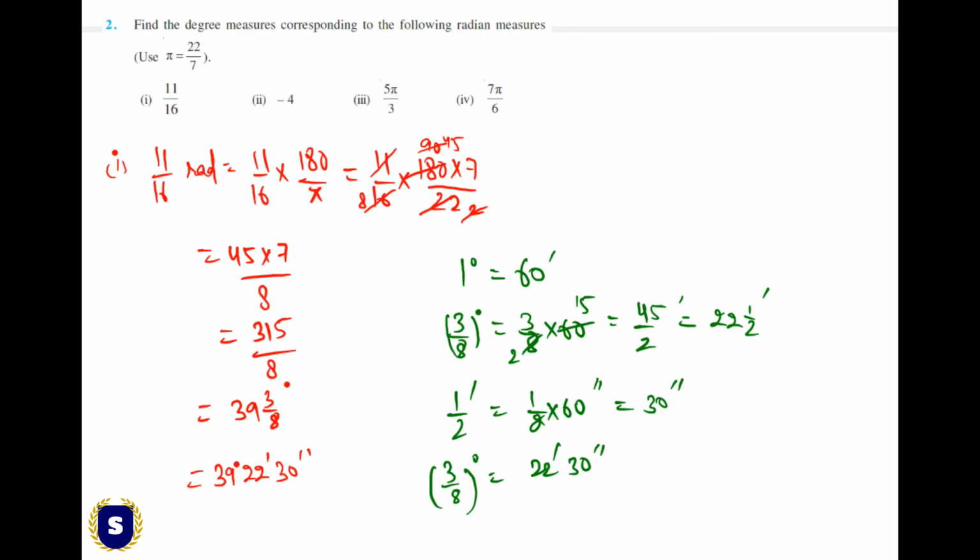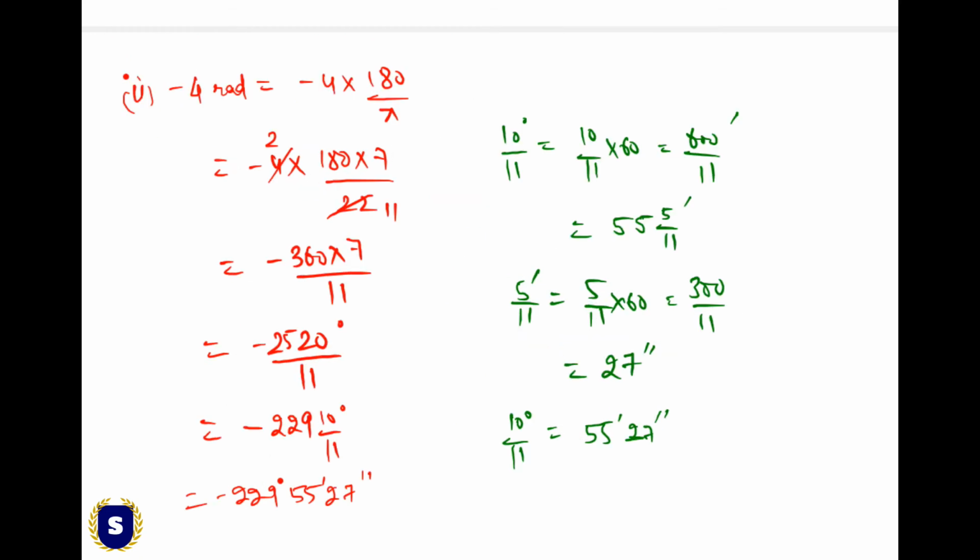Next question is 5 pi upon 3. So the third part is 5 pi upon 3 radians. We have to multiply it by 180 upon pi. So pi and pi cancelled out each other. This is a simple question, and here comes out to be 60. So the final answer is 300 degree.